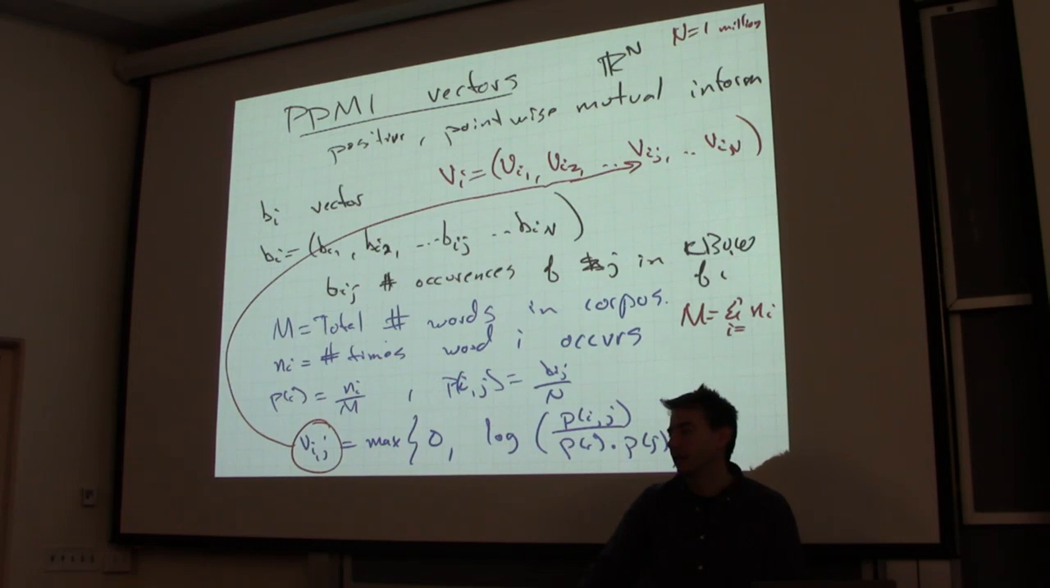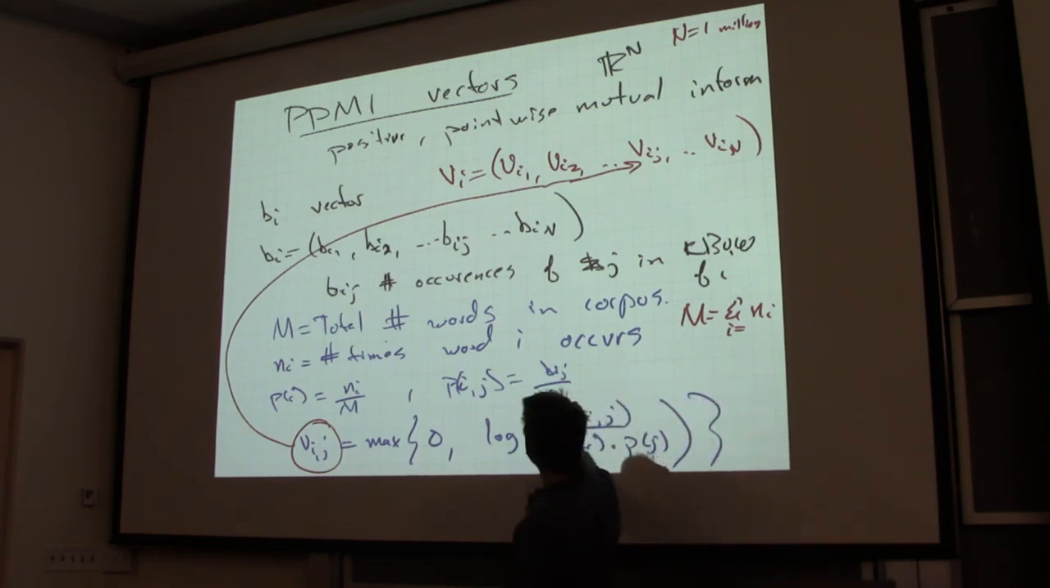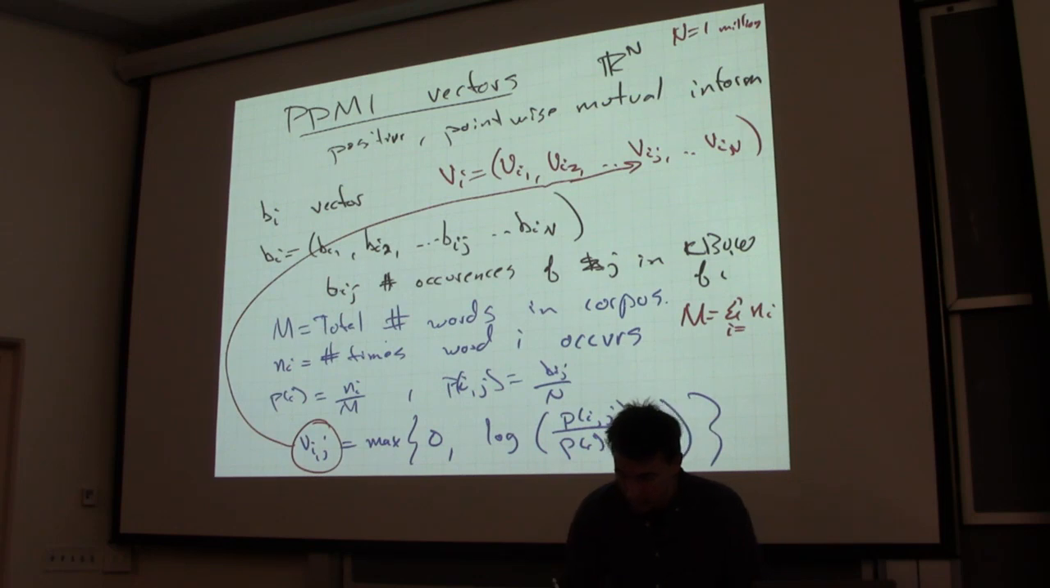What's the numerator of the P_ij? P_i times P_j. No, the numerator of the P_ij. So P_ij, N again. You're right, that should be N.